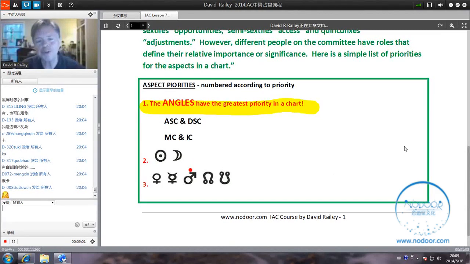Third on the list are aspects to the personal planets, including the lunar nodes.